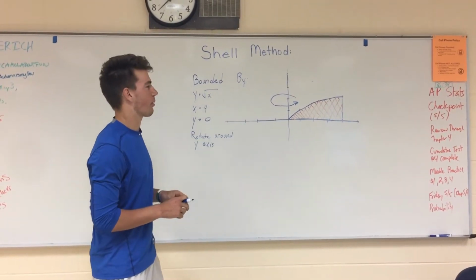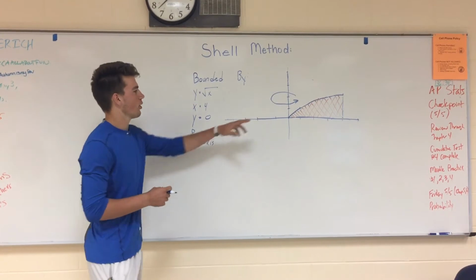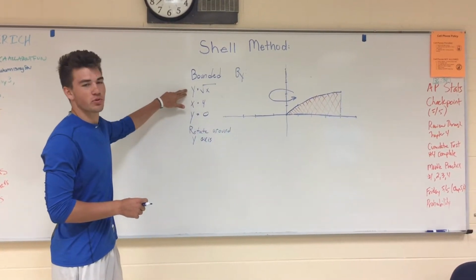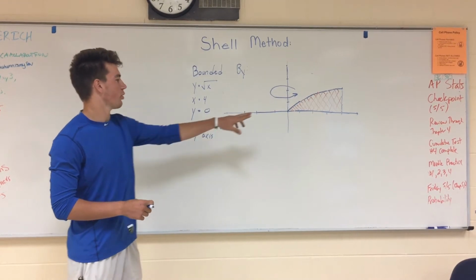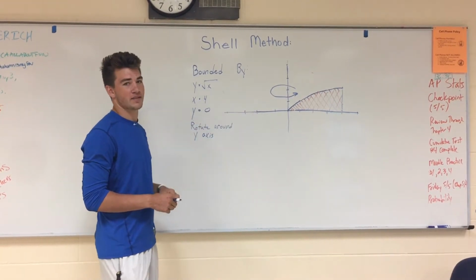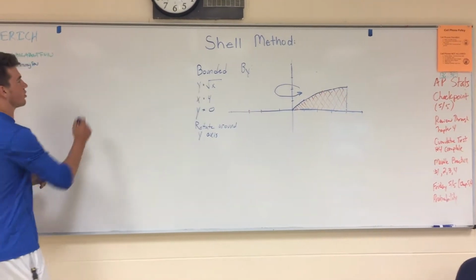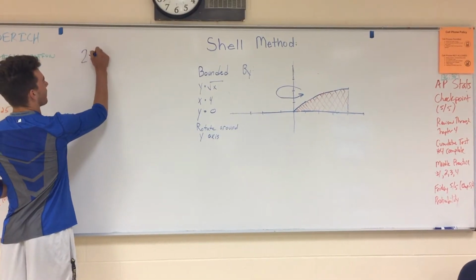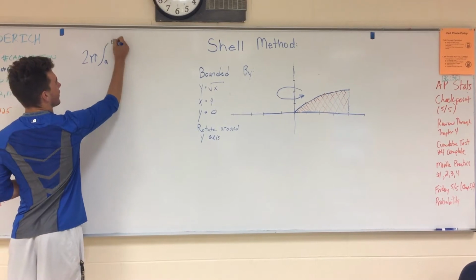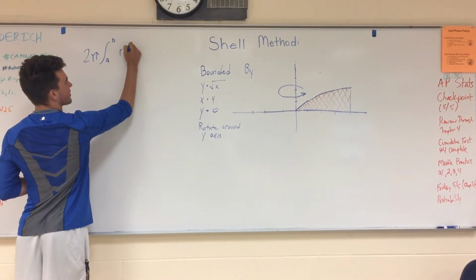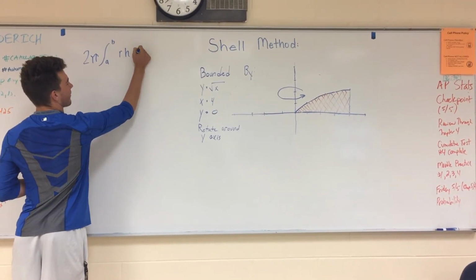So here we're going to work out a problem using the shell method. We have a shape bounded by the lines y equals the square root of x, x equals 4, and y equals 0. We're going to rotate this shape around the y-axis. So the equation we're going to use is 2 pi integral from a to b, the radius times the height, dx.